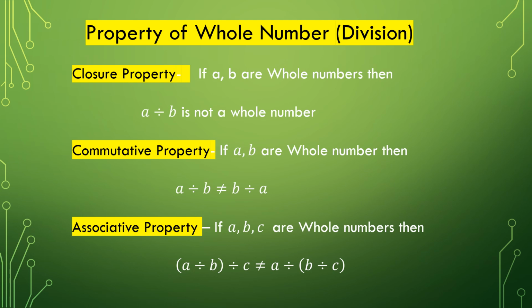Associative property. If A, B, C are whole numbers, then A divided by B, inside the bracket, divided by C is not equal to A divided by, B divided by C inside the bracket.